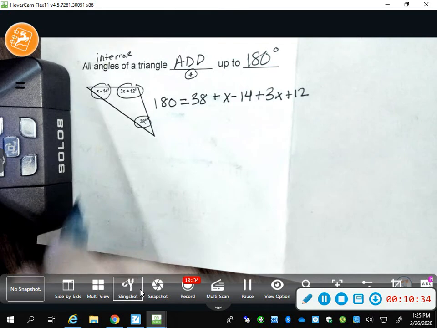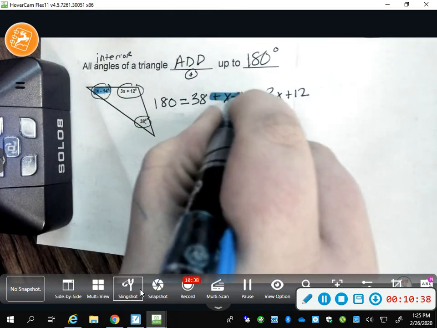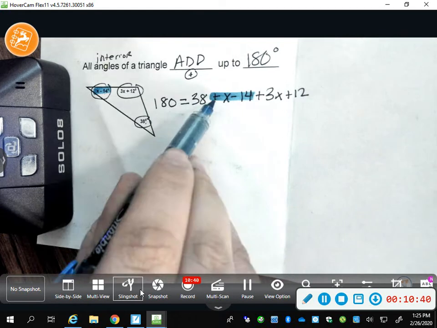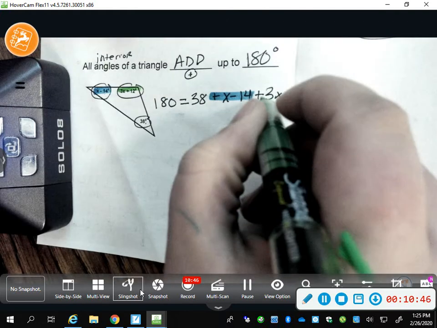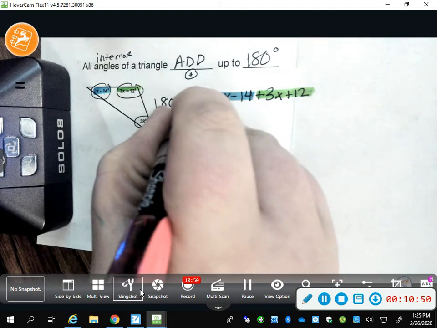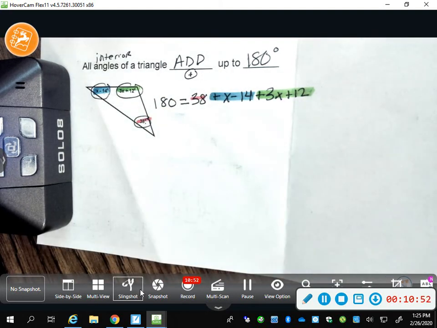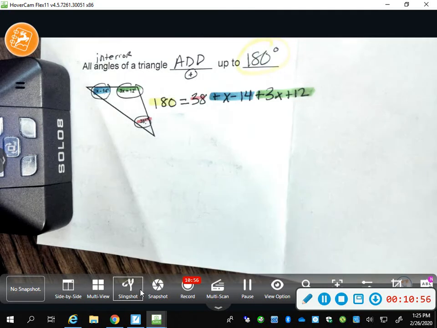I'm going to color code these angles one more time. I'll have x minus 14 in blue. I highlighted the plus sign with the x to remember it's positive. I'll put 3x plus 12 in green. And I'll put that third angle, 38, in pink. And we know that the interior angles of a triangle always add up to 180 degrees.